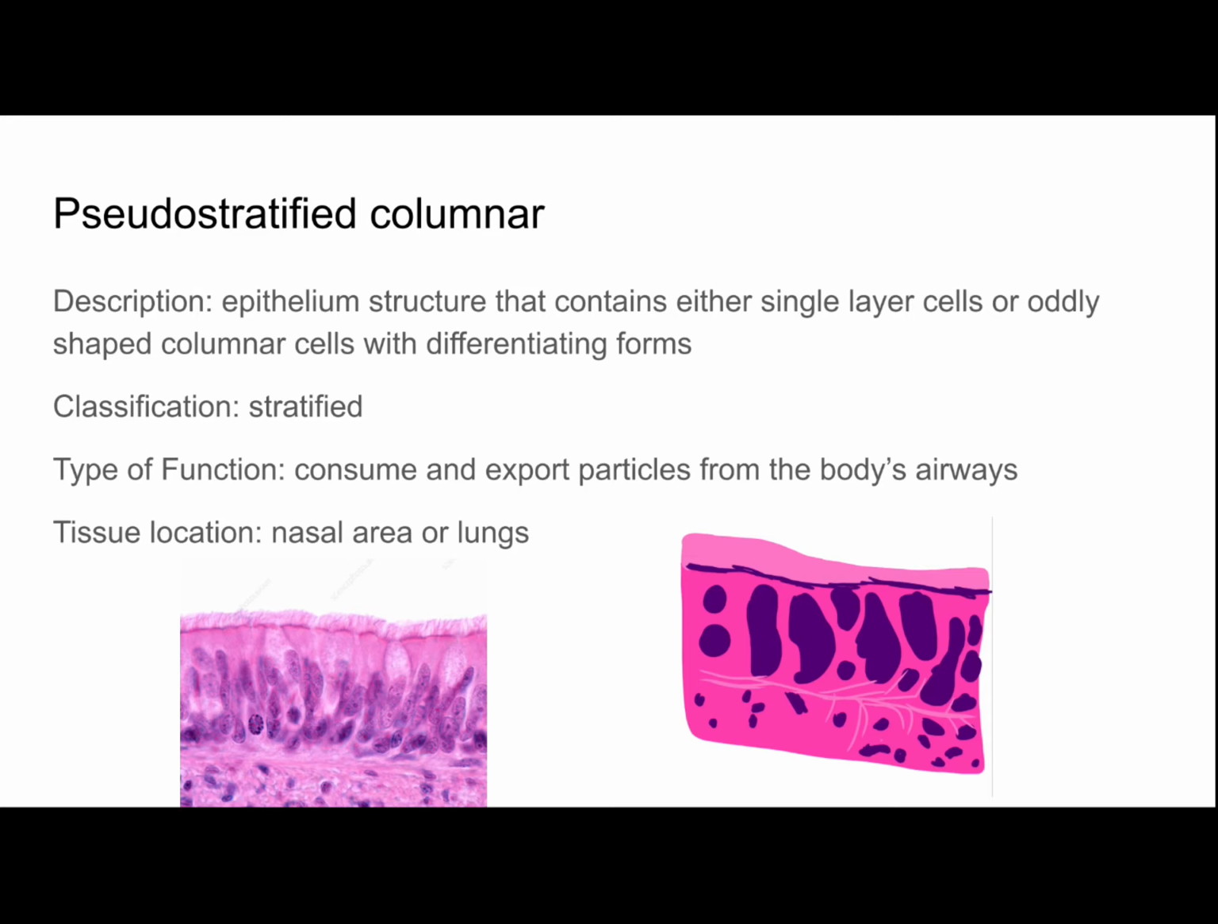Here we have the pseudostratified columnar. It's an epithelium structure that contains either single-layer cells or oddly shaped columnar cells, which are the big ones in the examples below, and it has differentiating forms, so it's all different, all unique. It's pretty much stratified, which means it's taller than it is wide. That's what stratified is. The function is that it consumes and exports particles from the body's airways, like your nose and your lungs and how you breathe and all that.